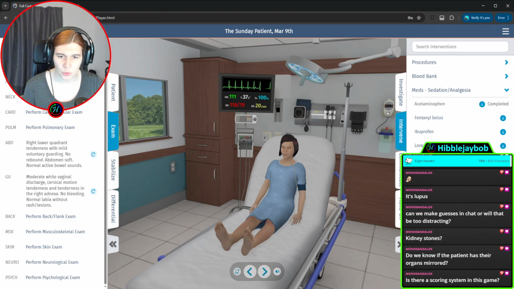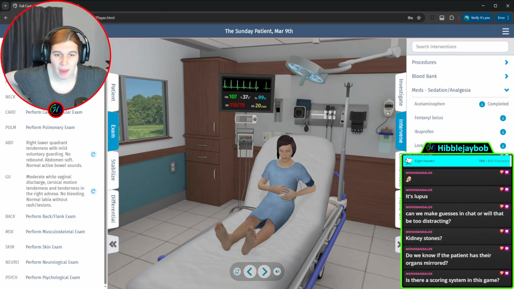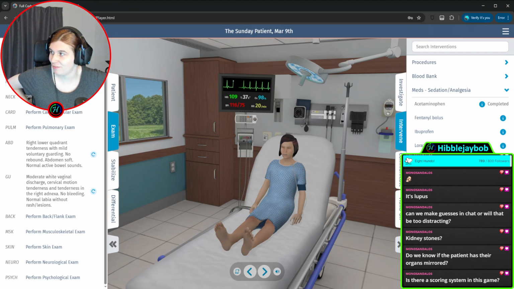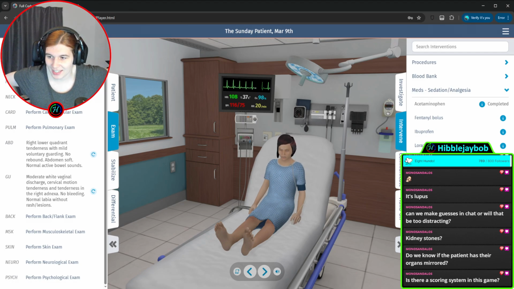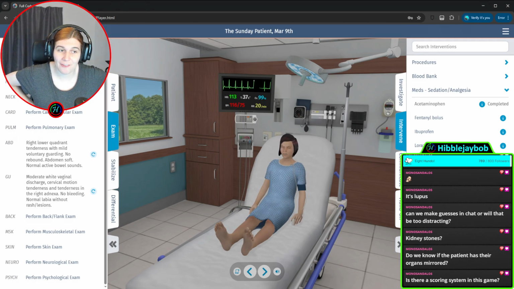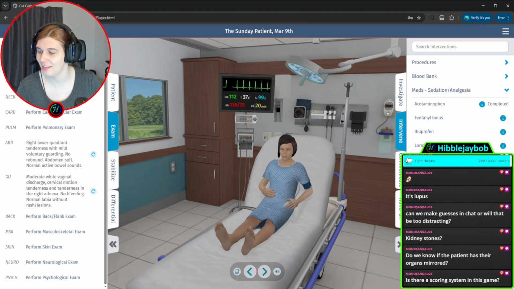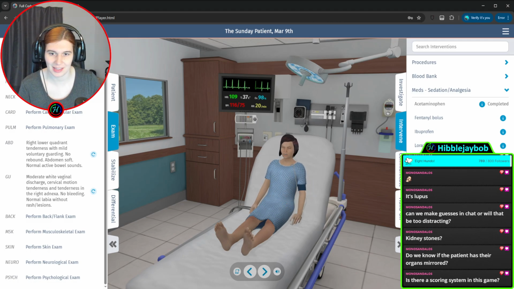But nevertheless, we'll do a back and flank exam, because one thing you can do for kidney infections is percussion of the back, and if they cry out with the percussion, there's a good chance that they have some kind of infection in their kidney.